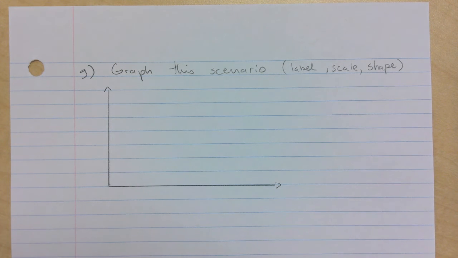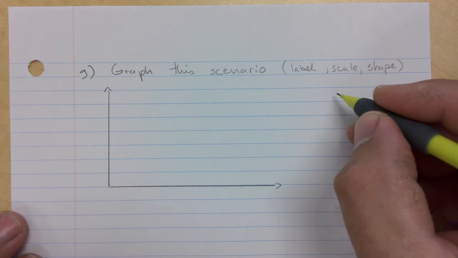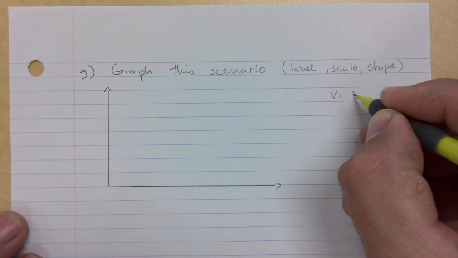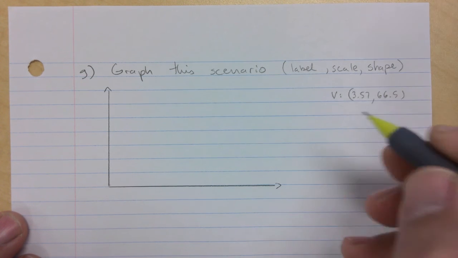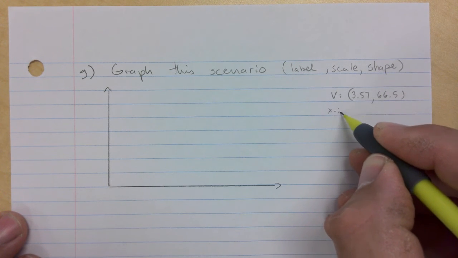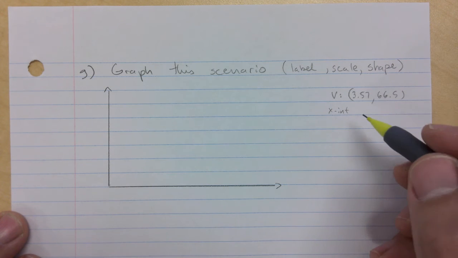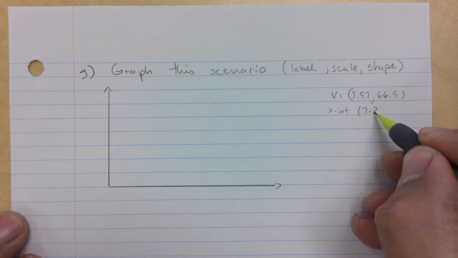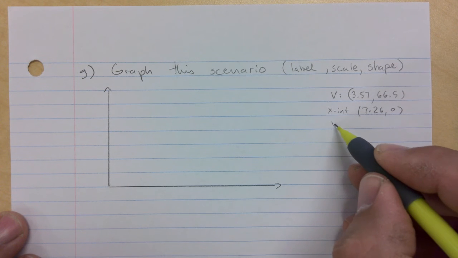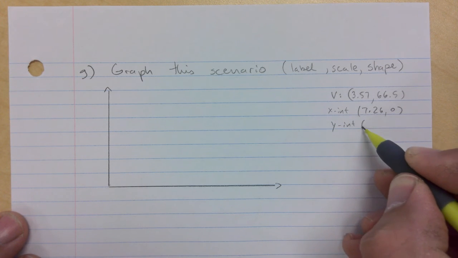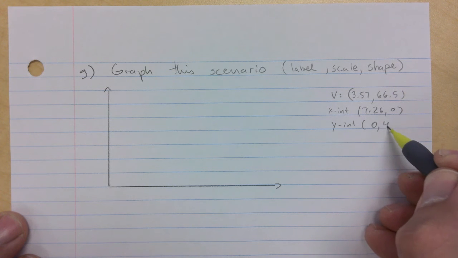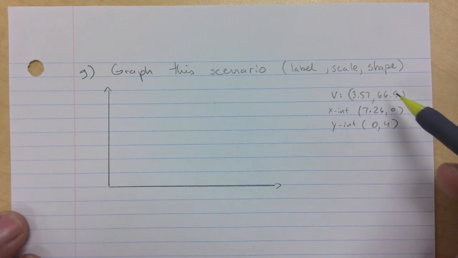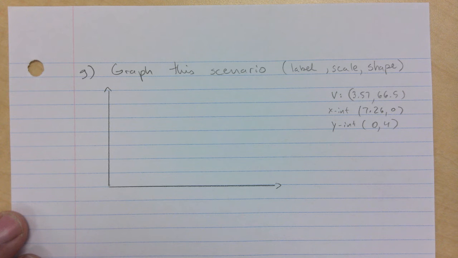I have already gathered information. I know that my vertex is (3.57, 66.5), so I'm just going to write that down here. My x-intercept, the only one that I care about, was 7.26. My y-intercept, what was my y-intercept again? 0.4, right? It's right from the equation. These points, if you have them, that's all you need to make a decent graph.